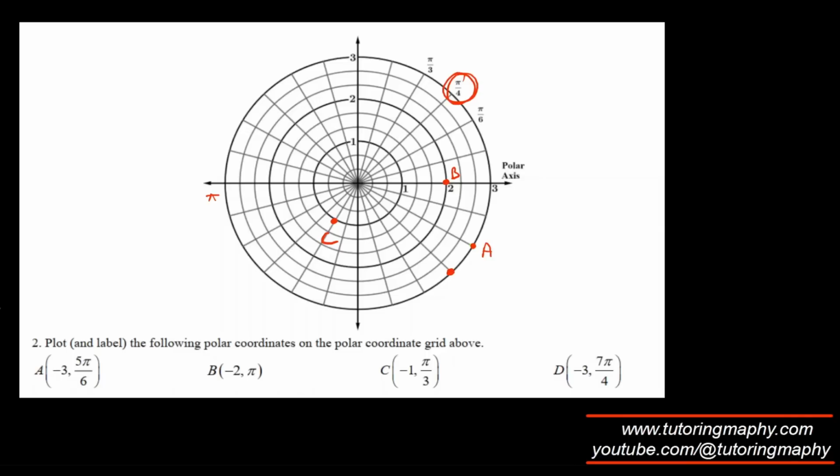But we need to plot negative 3. So all I have to do is trace this over on the other side. So this point is point D. That is the final answer. Right, I hope these make sense.